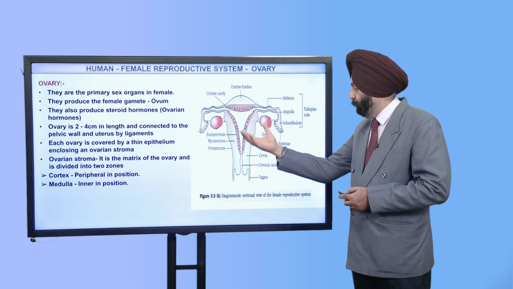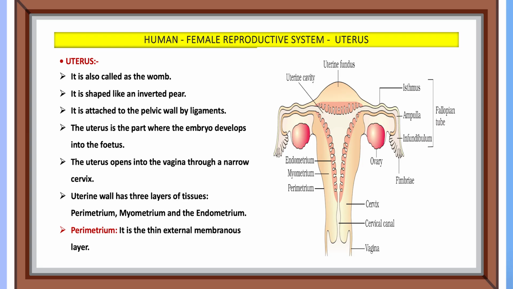Now we come on to the big structure, the uterus. It is also called the womb. It is shaped like an inverted pear, which you can see here. It is placed in the pelvic cavity and attached to the pelvic wall by ligaments. The uterus is the part where the embryo develops into the fetus. The uterus opens out into the vagina through a narrow structure called the cervix.